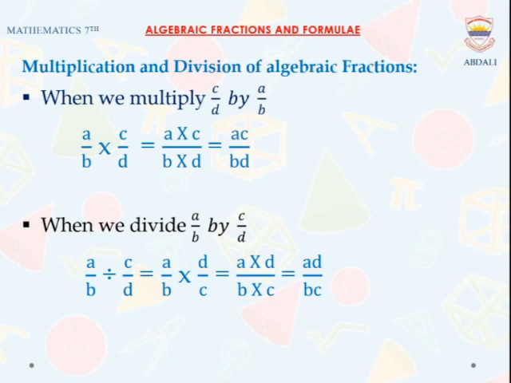Okay, we will do this step, and at the same time we will change our sign. So now the question is similar to multiplication. So now we will multiply both numerators. a and d will be multiplied and b and c will be multiplied, and it will give ad by bc. Okay.